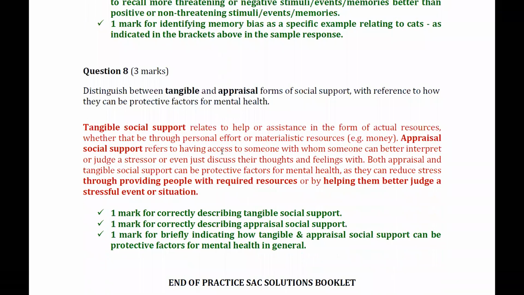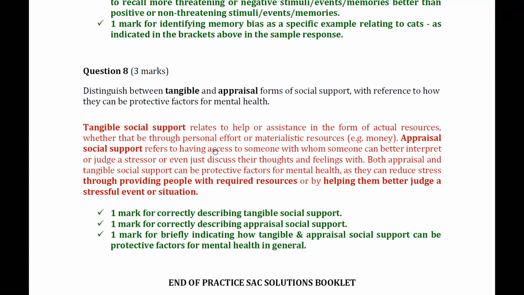All right, so then we've got question 8, and question 8 is: distinguish between tangible and appraisal forms of social support with reference to how they can be protective factors for mental health. So simply a distinguish or differentiate type question here. I've just written tangible social support refers to help or assistance in the form of actual resources, and those actual resources could either be materialistic, like money, or could be personal effort, like doing chores for somebody who's got anxiety or stress.